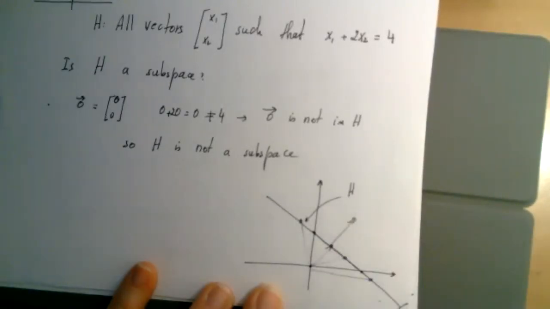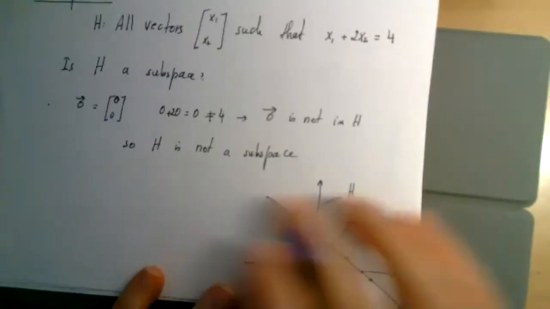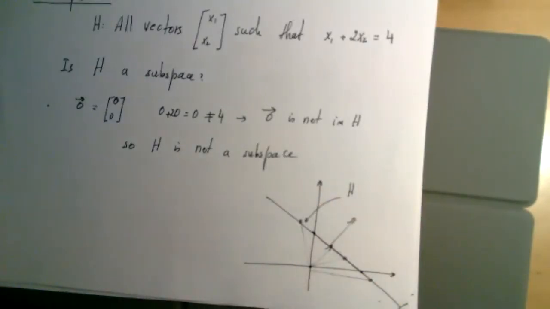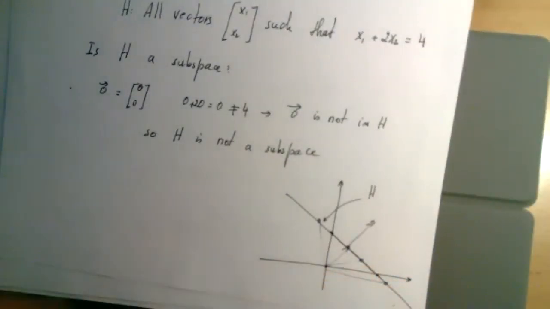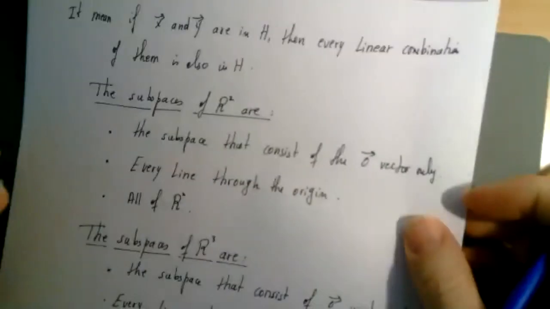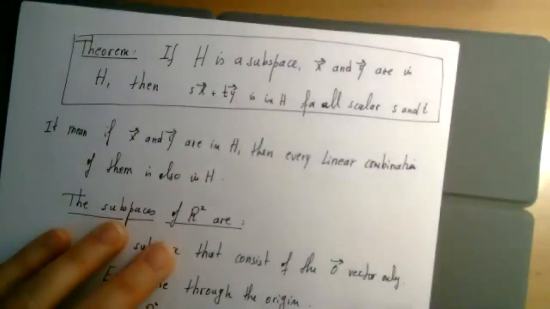This new one is definitely not in H. So vector lines that don't go through the origin are not subspaces. All right, so one more property, and then we characterize basically all the subspaces, but a simple property.